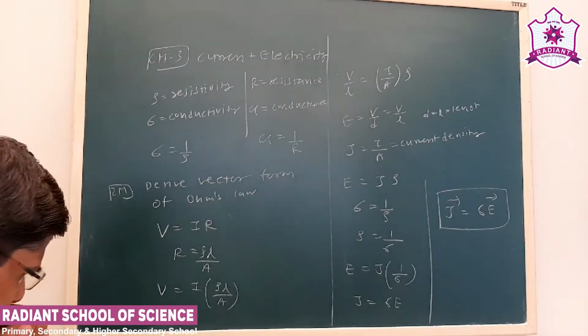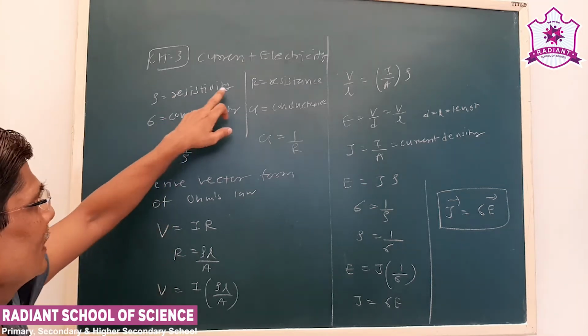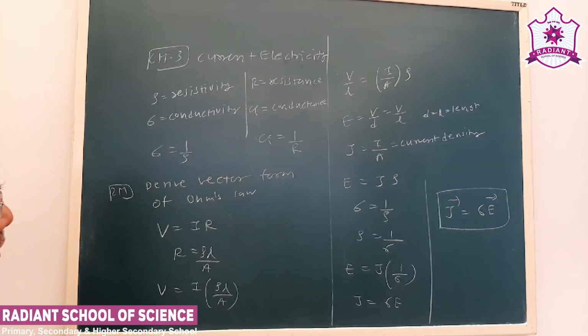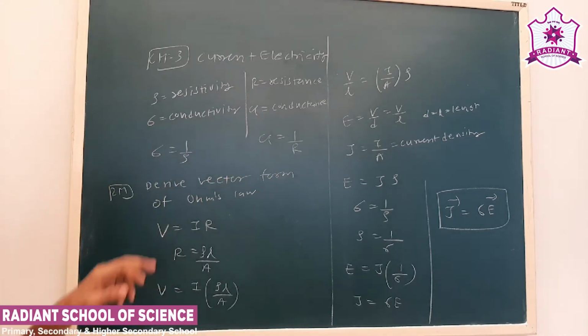Now see, we are going to study 4 quantities in this lesson in detail. R is the resistance. See, the reciprocal of resistance is called conductance. Rho is the resistivity. Sigma is the conductivity, that is the reciprocal of resistivity.